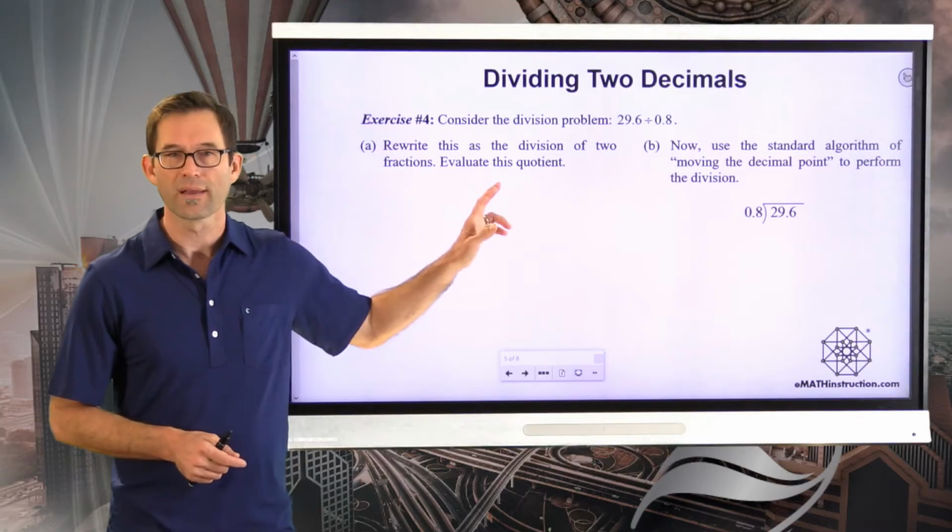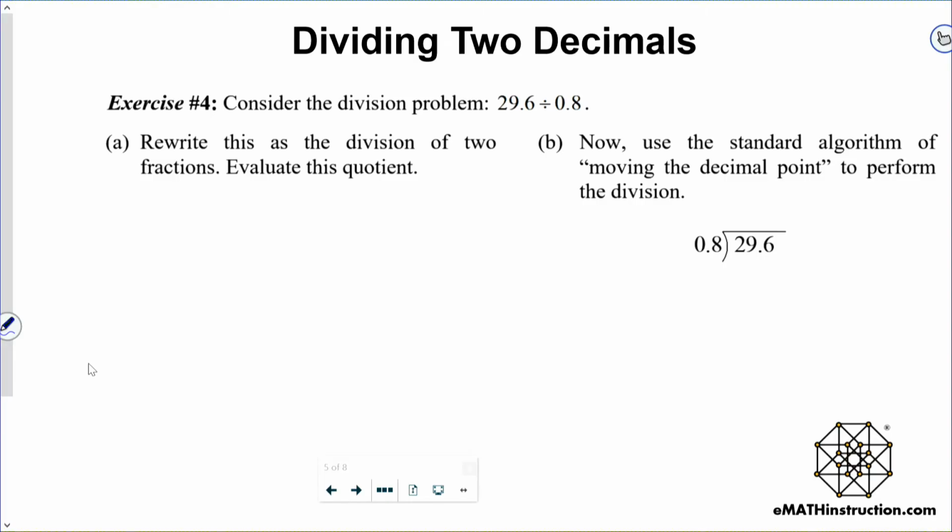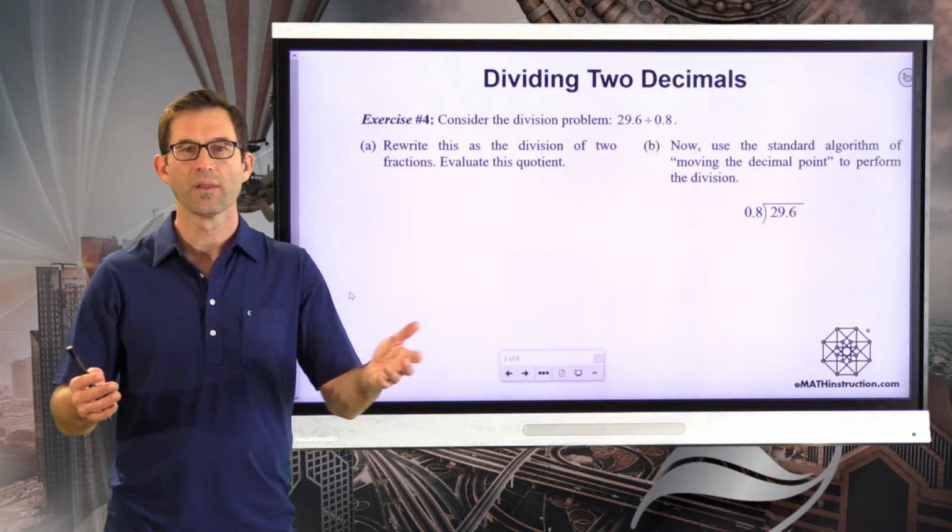So let's take a look at exercise number 4. Consider the division problem 29.6 divided by 0.8. Letter A, rewrite this as the division of 2 fractions. Evaluate this quotient. All right, let's do it.